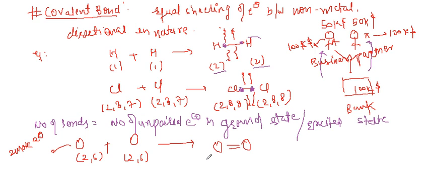Now again, what is the configuration? 2, 8, 8, because these 2 electrons of one oxygen are used by the other oxygen, and these 2 electrons are also used by this oxygen. So this is the sharing of this oxygen and this is the sharing of that oxygen. Again the octet is complete. That's how we will answer.